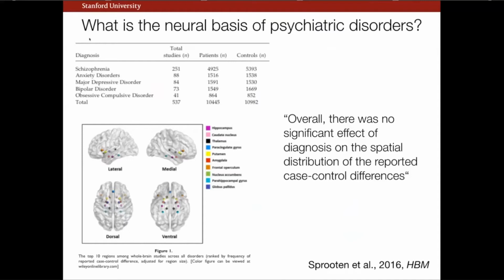With regard to psychiatric disorders, you see a very similar sort of lack of specificity. This is one particular study from Emma Spruton and colleagues a few years ago, where they did a meta-analysis across a bunch of different studies of different psychiatric disorders and found basically that you could see differences between sick people and healthy people, but there was no significant effect of diagnosis on the spatial distribution of those differences. So basically, you can't tell if it's a study of schizophrenia or depression just by looking at where the differences are.